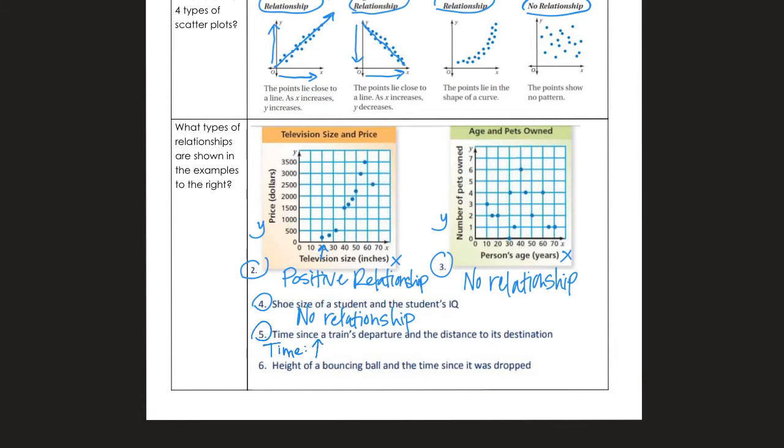It may help you in these situations to label them like this. And then as our time is going on since leaving the train station, our distance to our destination is going down, because as time is going on, I'm getting closer to my destination, so the distance is getting smaller. So if something is going up and something is going down, then this is a negative relationship.